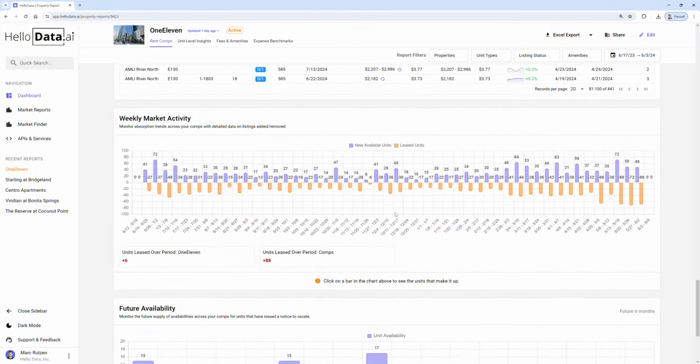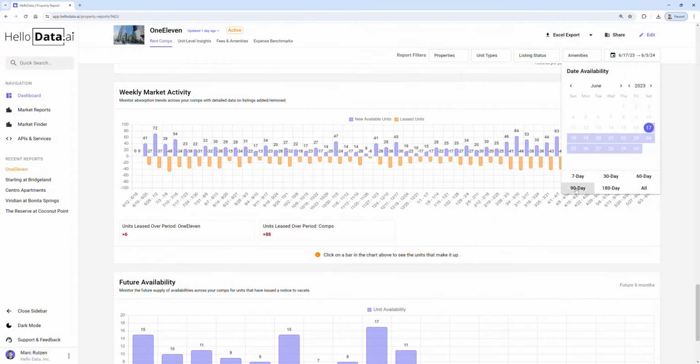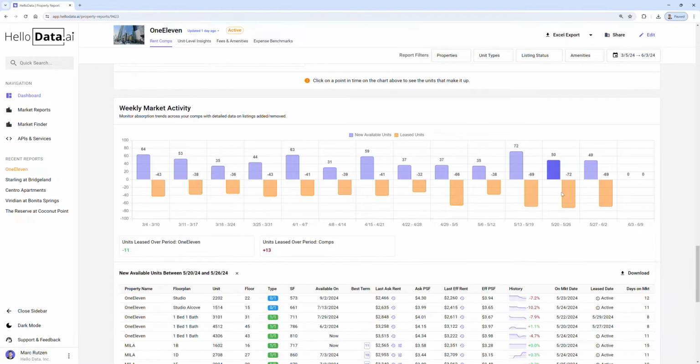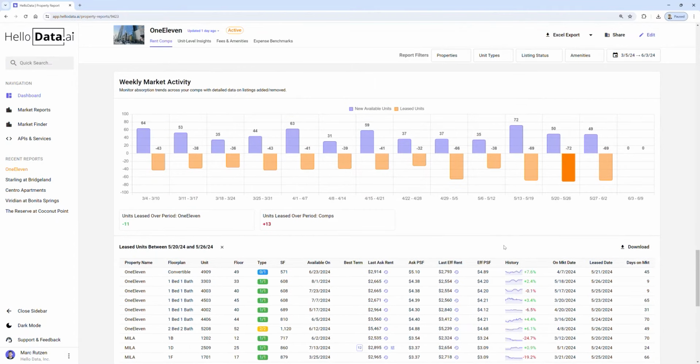Now, scrolling down, more ways to visualize similar data. We've got the weekly market activity. So here I'll put this to the 90 days just to show the graph a bit more clearly. So this will show each week every unit that enters the market and every unit that leaves the market, or as we assume is leased each week. This is a graph that some of our biggest property manager clients use almost every day, right?